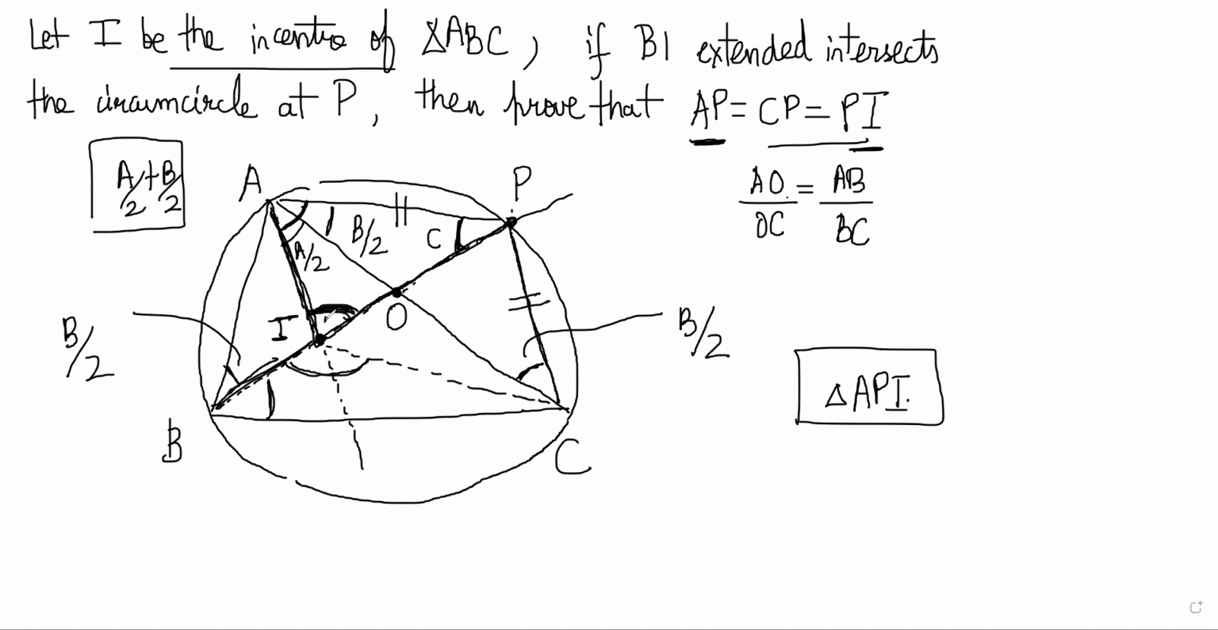Angle BIC is 90 plus... AIP comes out to be B by 2 plus A by 2. How? Sir, because if the angle is A by 2 plus B by 2, then if we sum up all the angles of triangle PAI, we get all the angles summing to 180. Yeah, that is correct. What he is saying is correct.